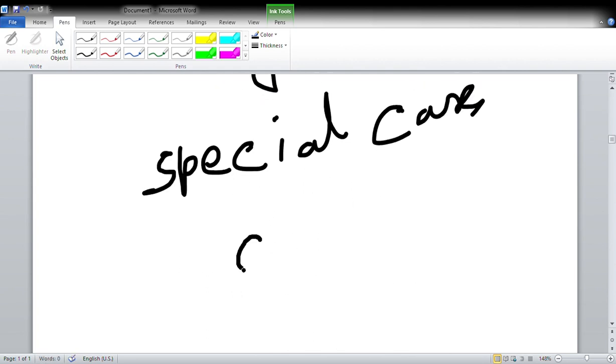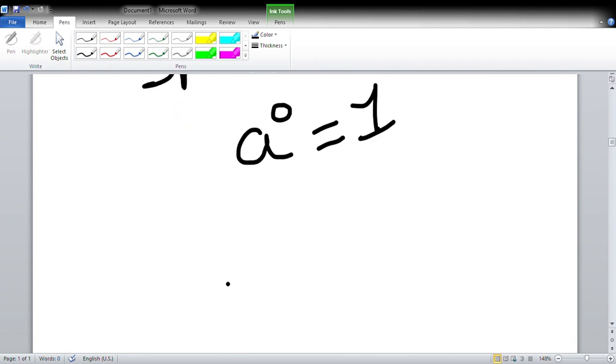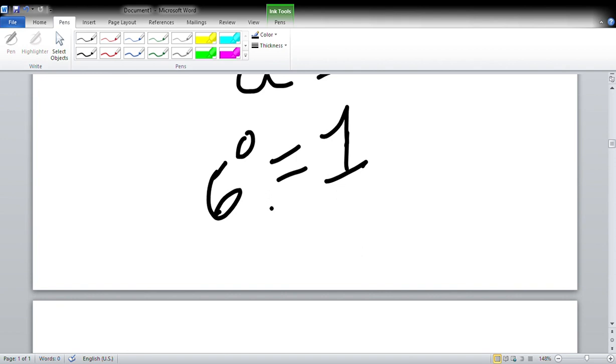Suppose you take a to the power 0 is equal to 1. You have already studied this in indices. If there is a 0 on the power side of any number, the answer will be 1. Suppose you take 6 to the power 0, it will be 1. You put 0 on the power of any number, the answer will be 1.